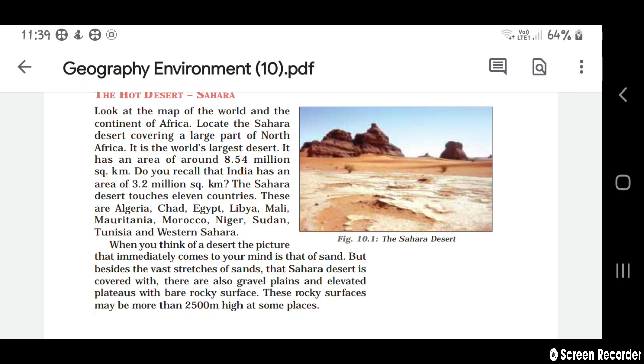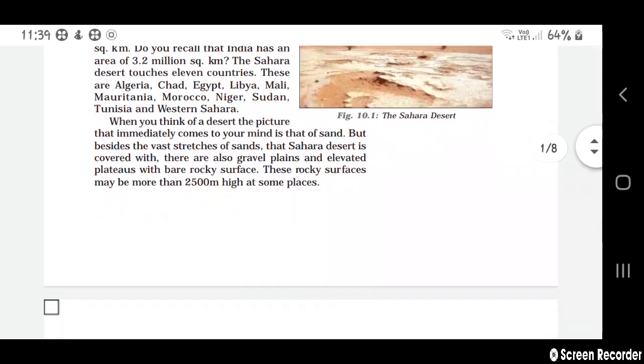The Sahara Desert touches many countries. These are countries like Algeria, Chad, Egypt, Libya, Mali, Mauritania, Morocco, Niger, Sudan, Tunisia, and Western Sahara. These are the places that are covered by the Sahara Desert.